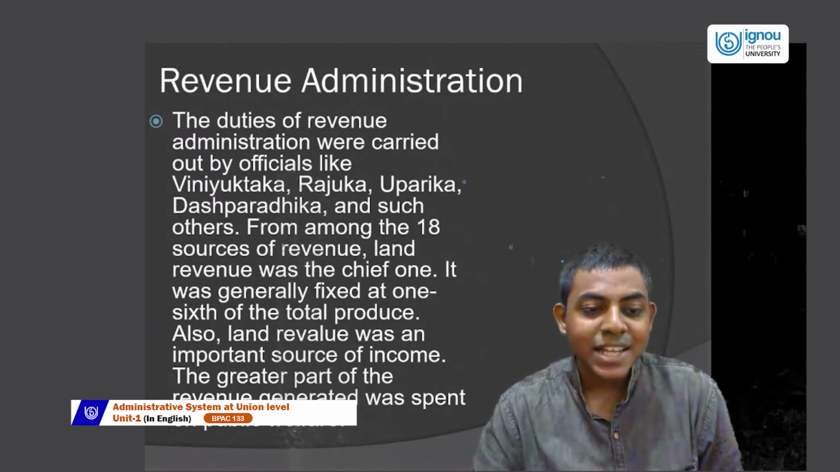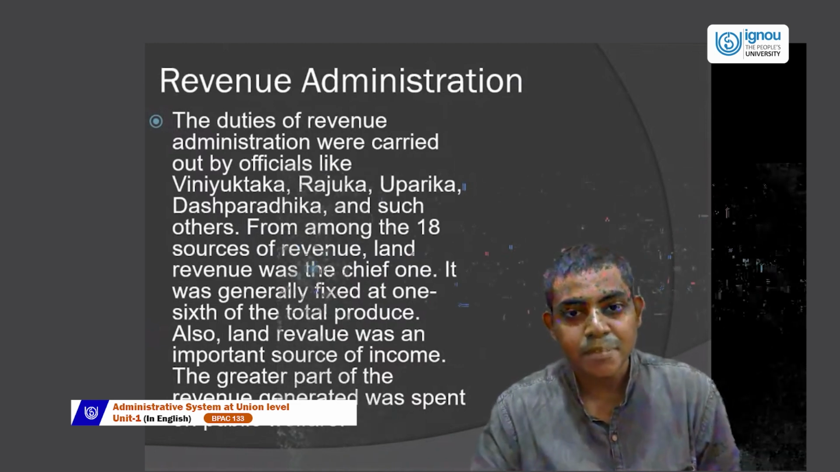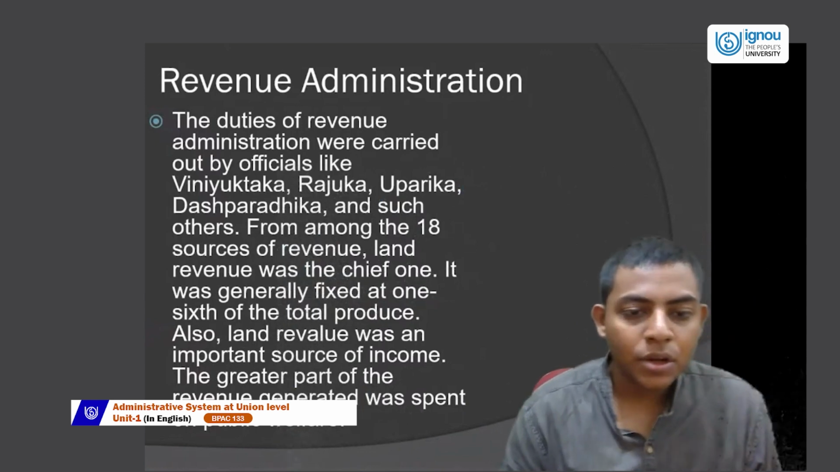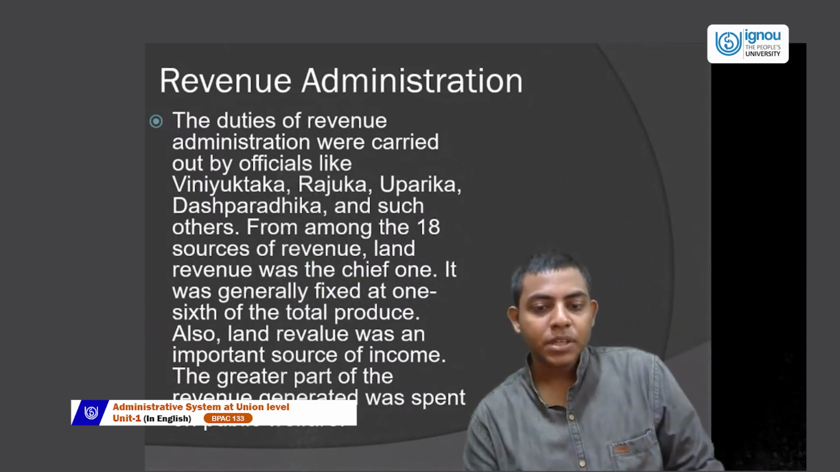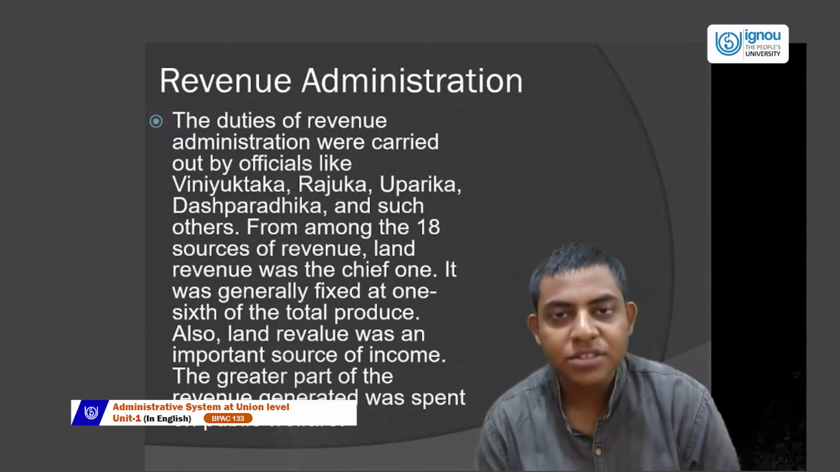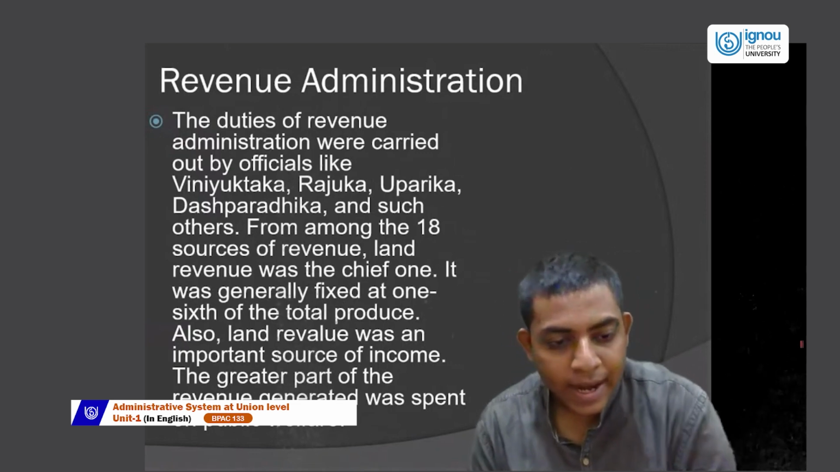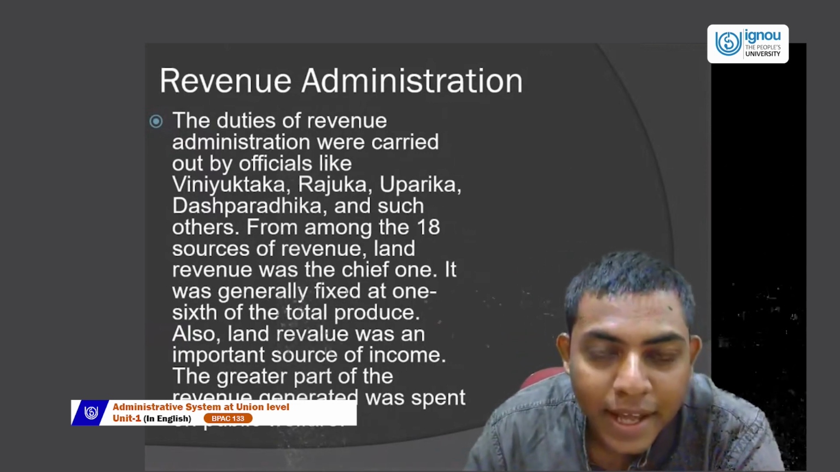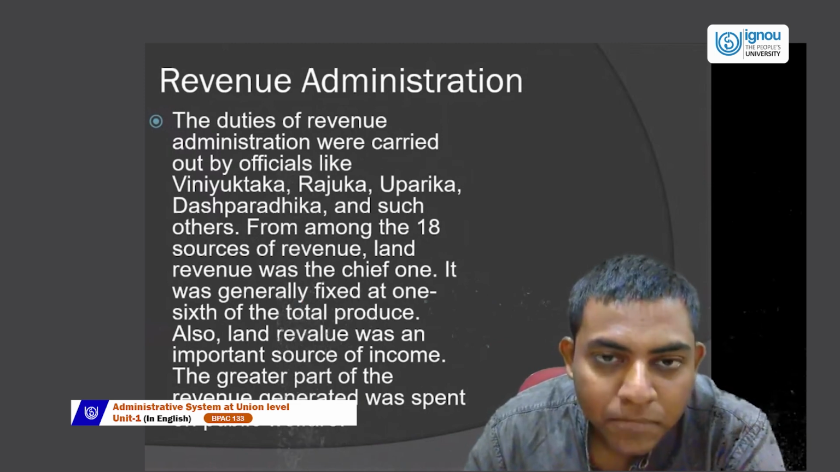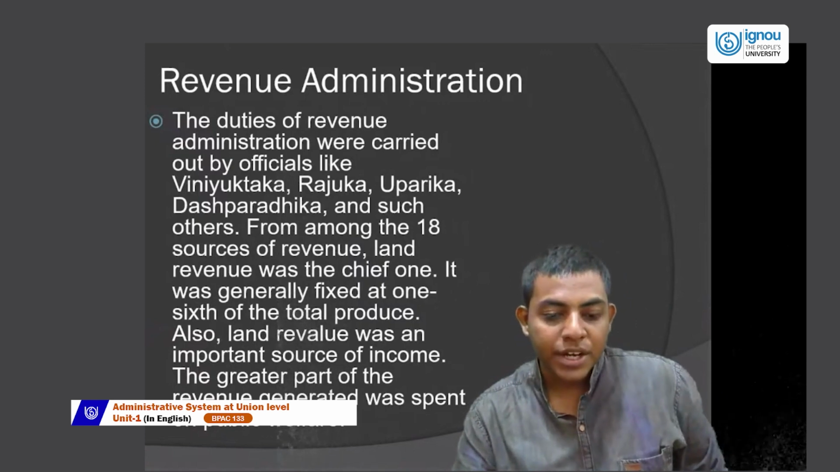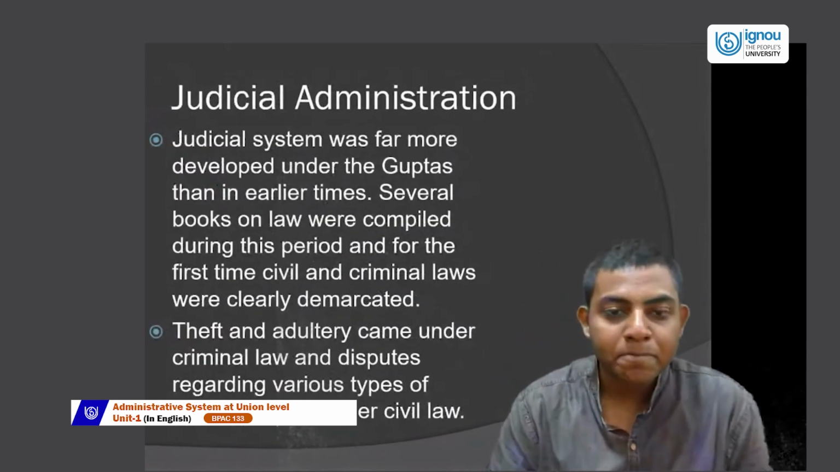From among the 18 sources of revenue, land revenue was the most important source of revenue. So there were 18 sources from where revenue was obtained. However, land revenue was the chief source of revenue, and it was fixed at 1/6 of the total produce. Land revenue was an important source of income for the Gupta Empire, and the greater part of the revenue generated was spent on public welfare.